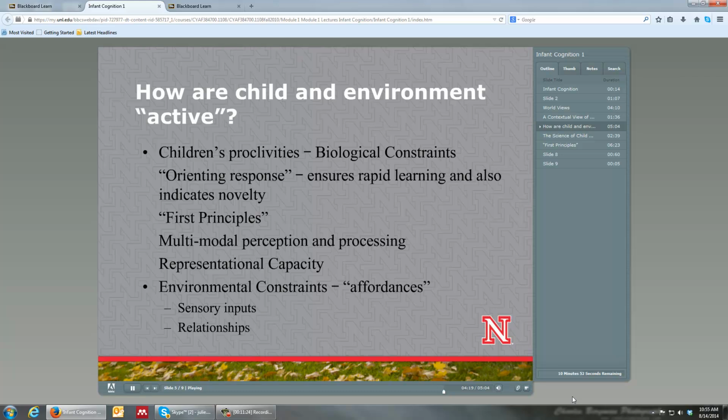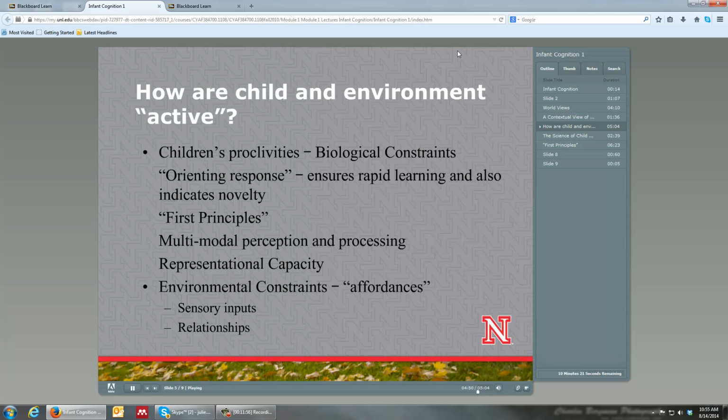All infants, typically developing infants, also have relationships. Now those relationships vary in quality, and with just a very few exceptions of severe deprivation, relationships are a key component of infants' environments. The adults that they spend their time with, and the authors of The Scientist in the Crib refer to it as the unconscious tuition from adults. In other words, the adults are very invested in the well-being of infants.